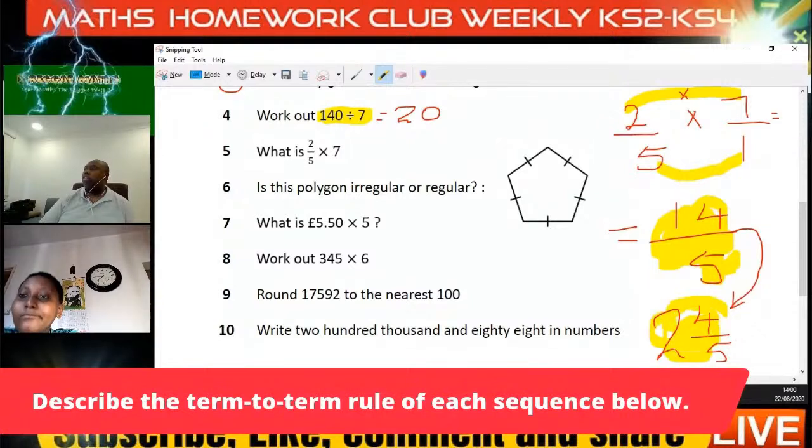Okay? So let me go over this with you again. So times top by top, so 2 times 7 is 14. 5 times 1 is 5. Yes? So you're left with 14 over 5. That's a top heavy or improper fraction. And then you do 5 into 14 goes twice. Right? And you're left with 4 over 5. Okay? Next one.